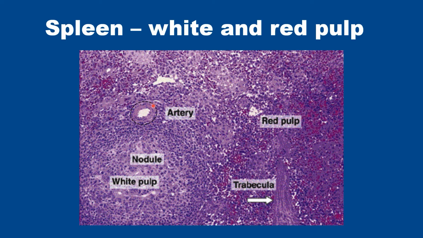This artery is surrounded by T lymphocytes. This is called the periarteriolar lymphatic sheath, or PALS. In between the white pulp is the red pulp, and one trabecula can be seen in the red pulp.